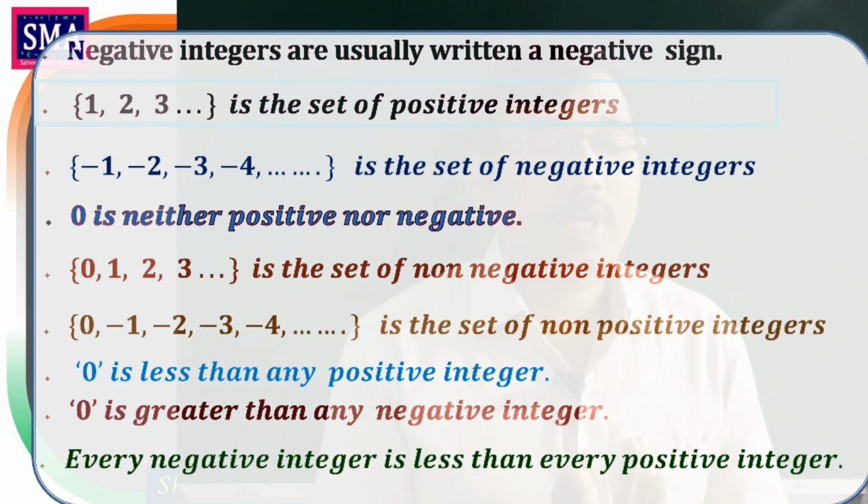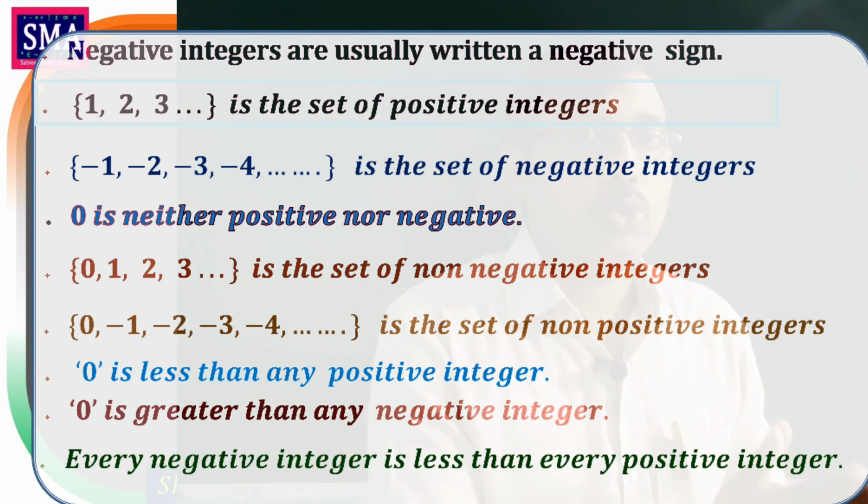Negative integers are usually written with a negative sign. Next one, positive integers: 1, 2, 3 and so on. These are called positive integers. Next one, minus 1, minus 2, minus 3 and so on. These are the negative integers.